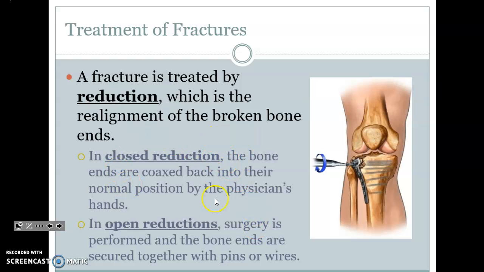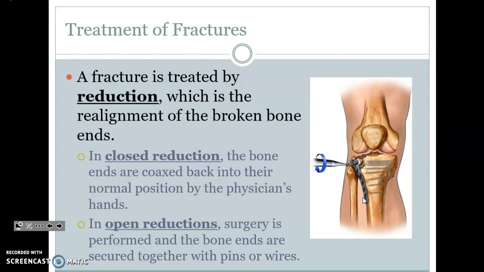There's a closed reduction and an open reduction. Closed reduction is when the bone ends are put back together into the normal position by a physician's hand. Some of you may have seen it on TV shows, where they pull on the bone and the person's laying on the table and it sets back into place.